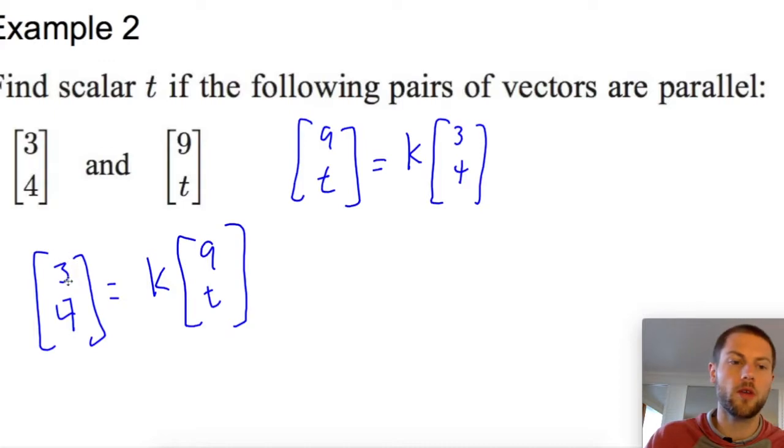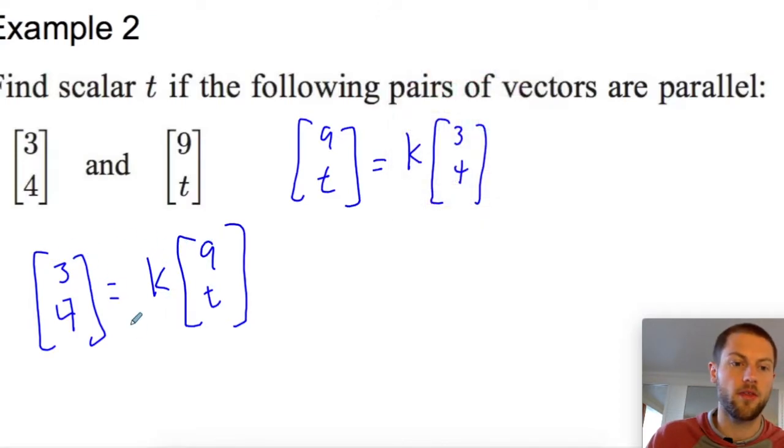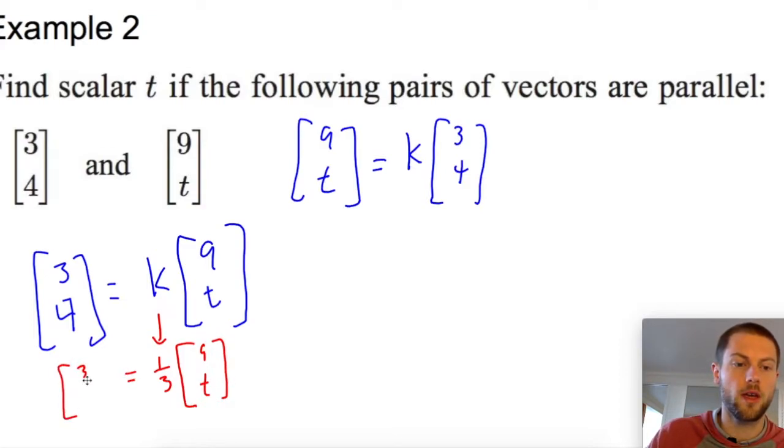So what I can do here is, if I'm using this equation, I'm thinking, well, what does k have to equal if I want to multiply k by 9 and get 3? So that means here k is going to equal 1/3. And so now I'm thinking 1/3 of t is going to equal 4. So I can kind of think about that just as its own problem.